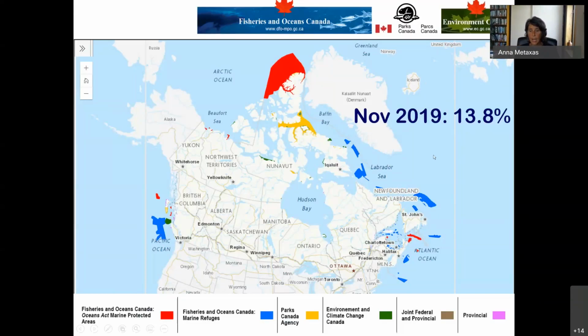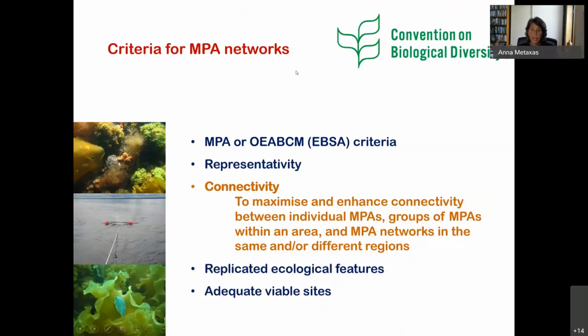So it may sound like we're doing great, but maybe we are, maybe we're not. The thing about marine protected areas is that they're there forever. The thing about fisheries closures is they can change, they can open. That's the difference. So those are marine protected areas individually.